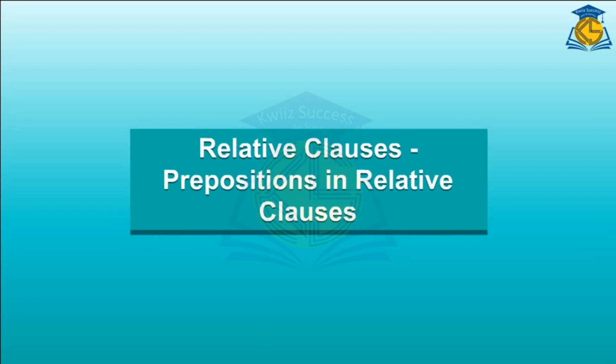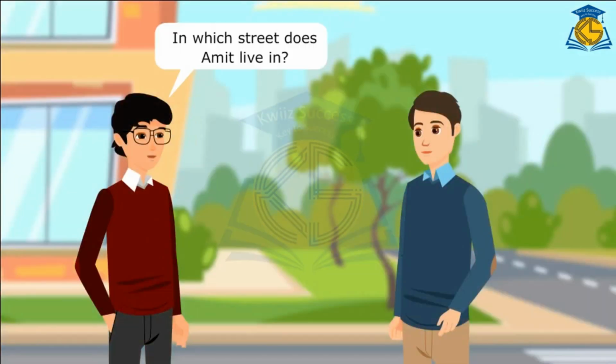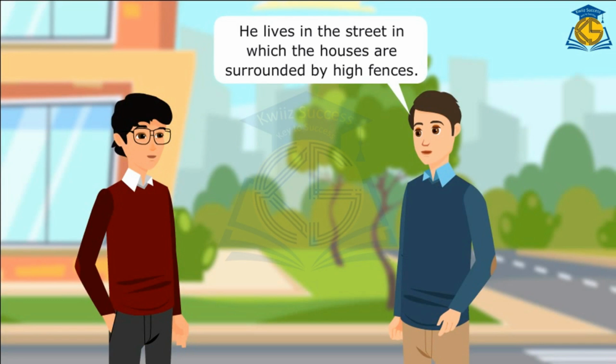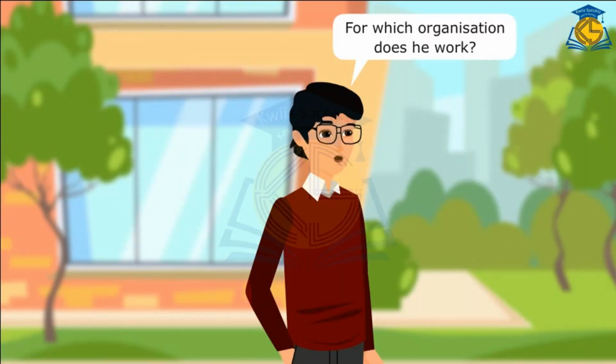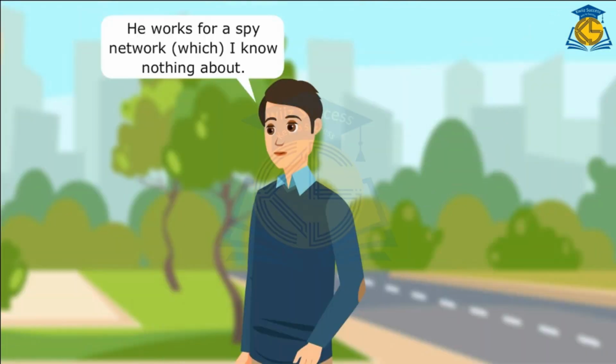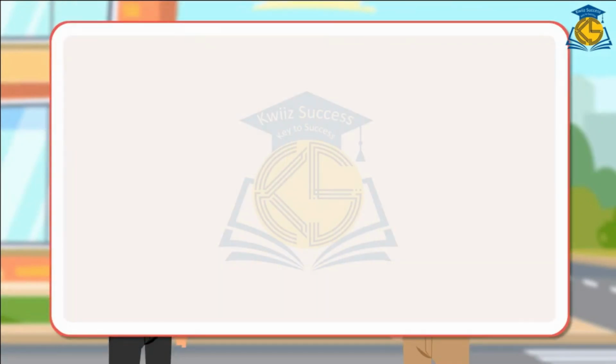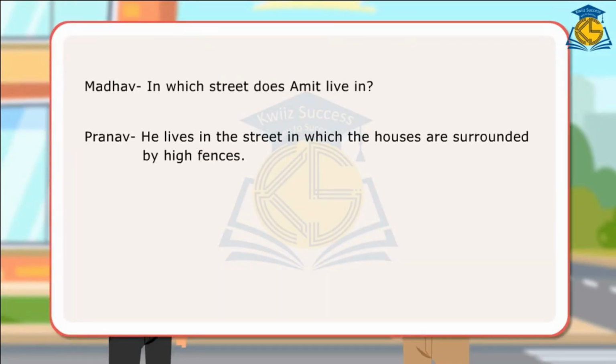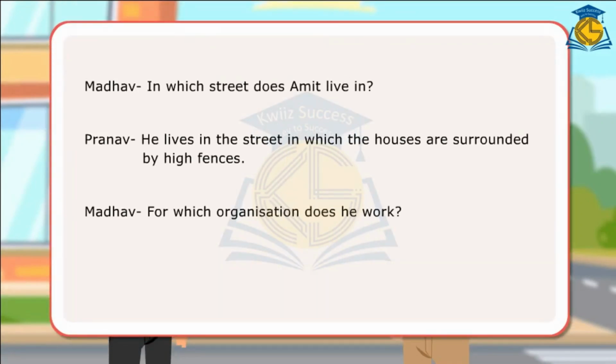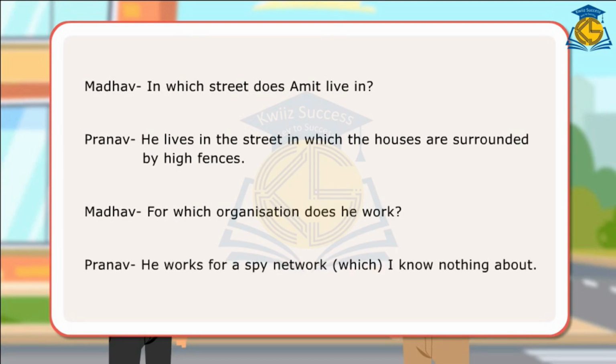Relative clauses. Prepositions in relative clauses. In which street does Amit live? He lives in the street in which houses are surrounded by high fences. For which organization does he work? He works for a spy network, which I know nothing about. In the above sentences, we come across relative clauses with prepositions before and after the relative pronouns.